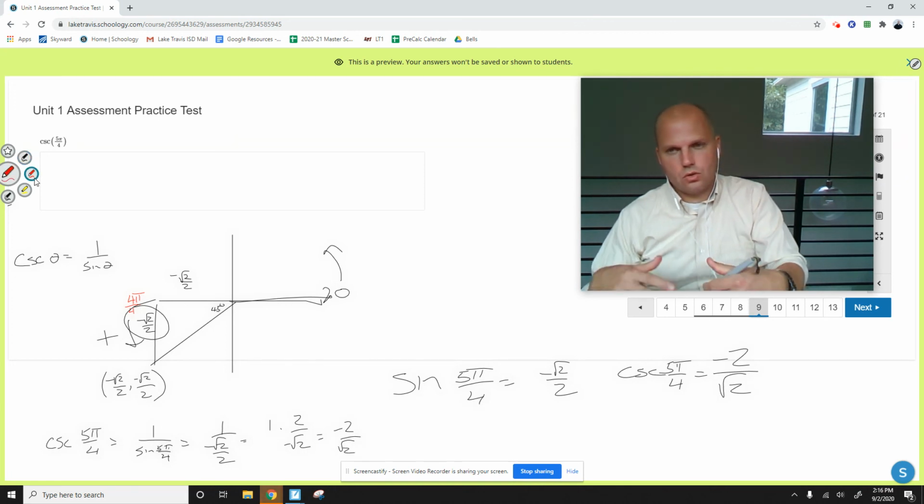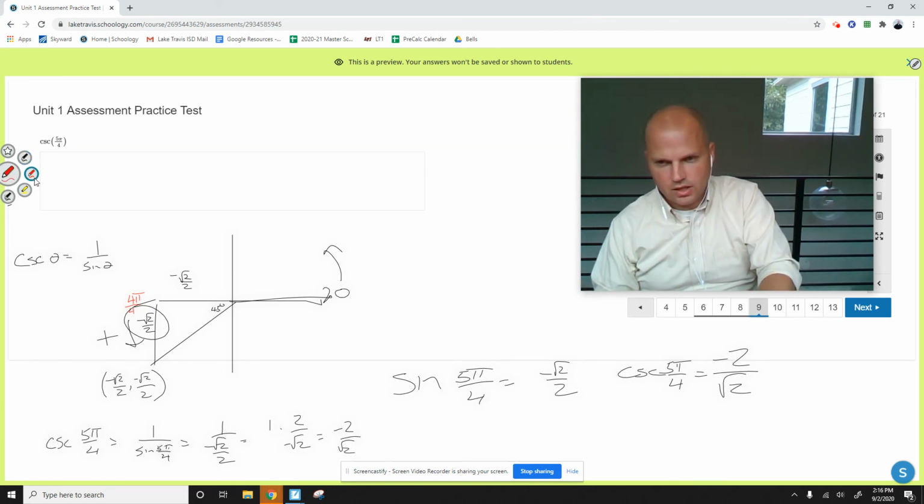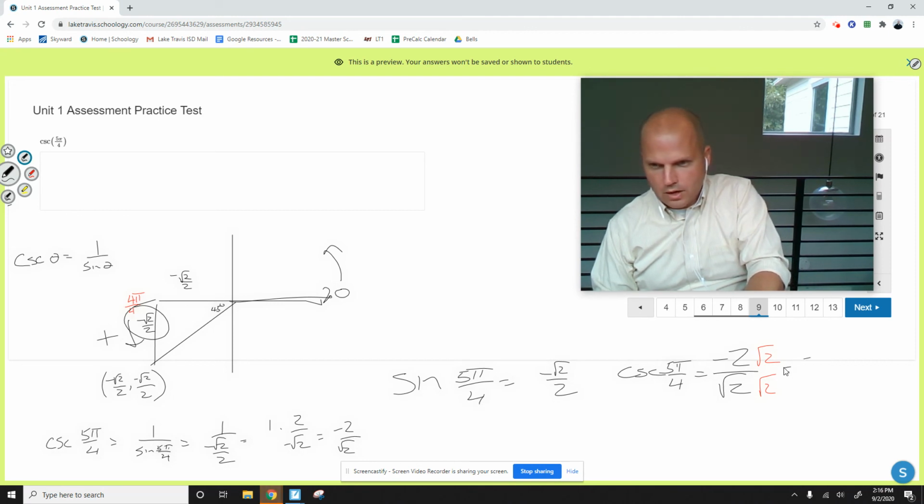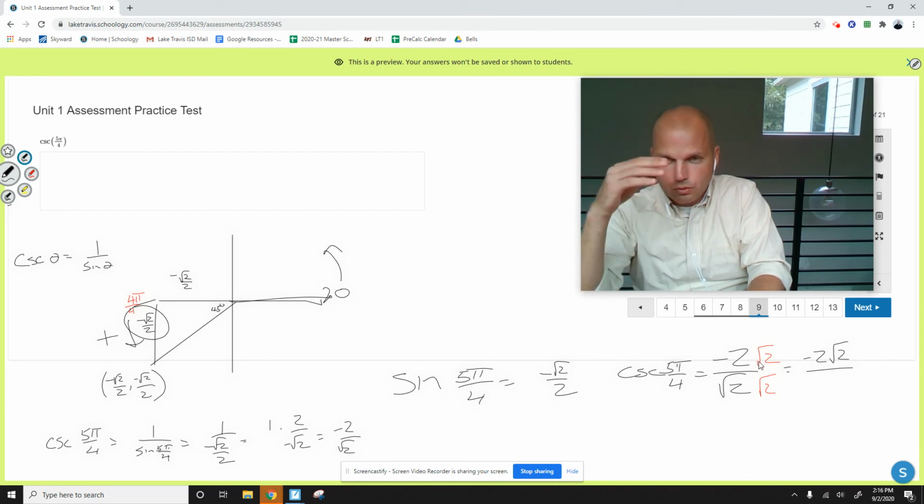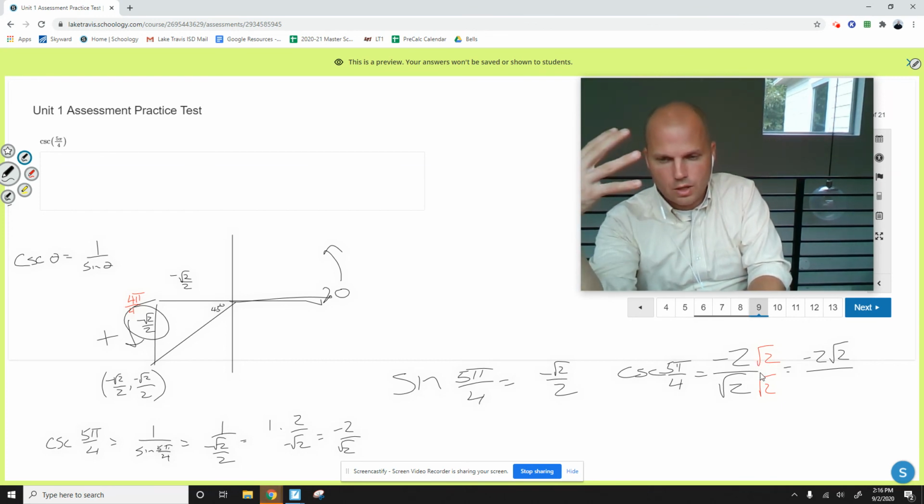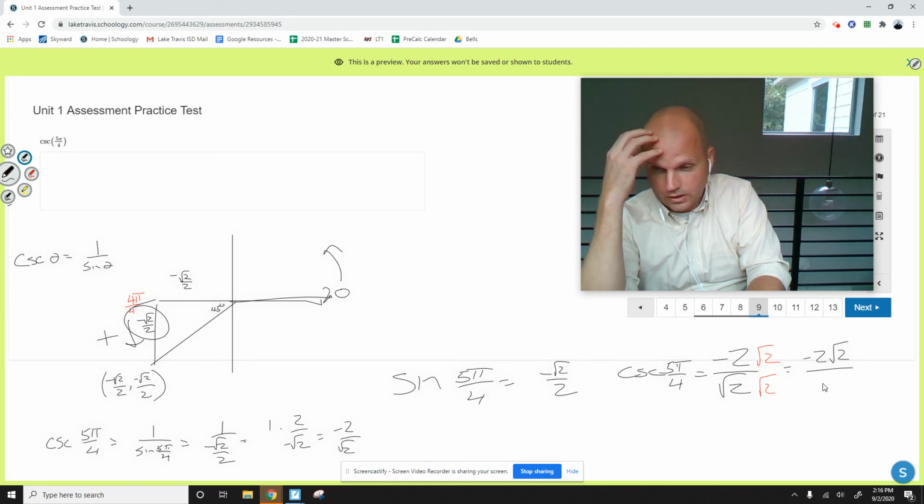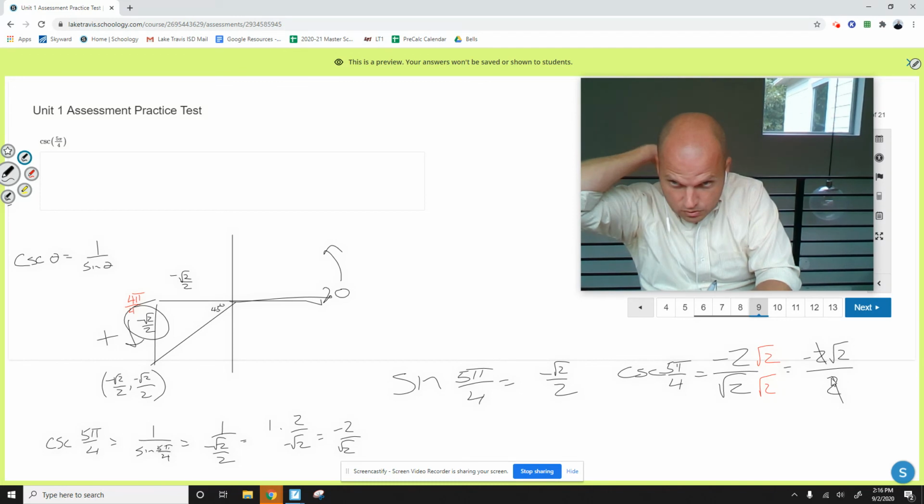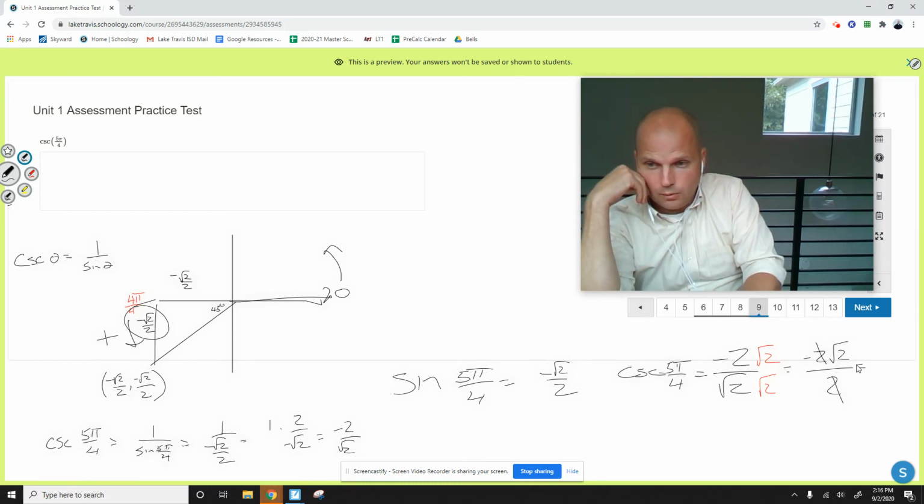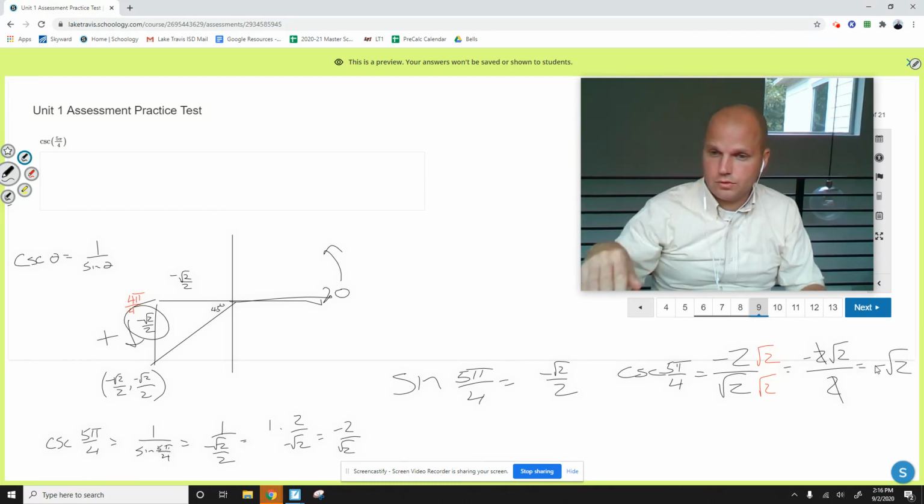But what I ask you to do is rationalize things. The reason why we rationalize it is that it's a more standard form. Back in the day when they had to do numerical approximations, they knew that it was easier to divide by a whole number rather than a root. That's the tough thing to do. So √2 times √2 is √4, which is 2. And then you get your answer, -√2.